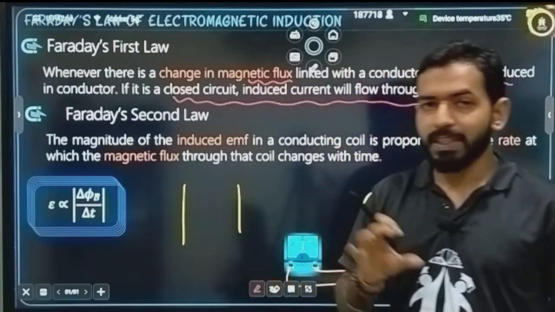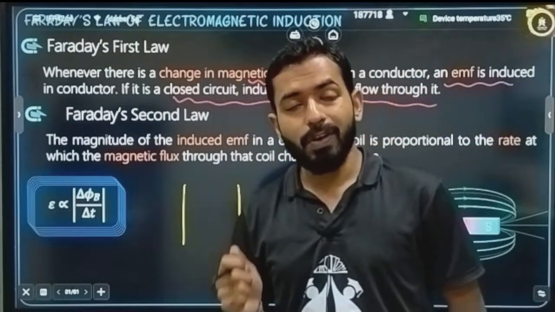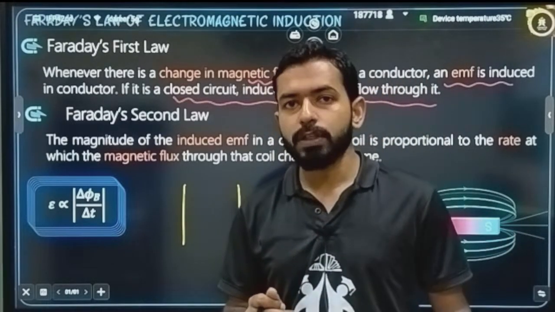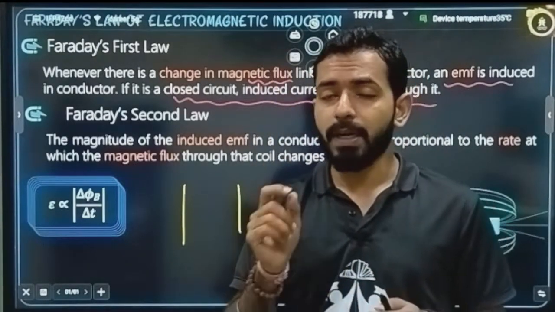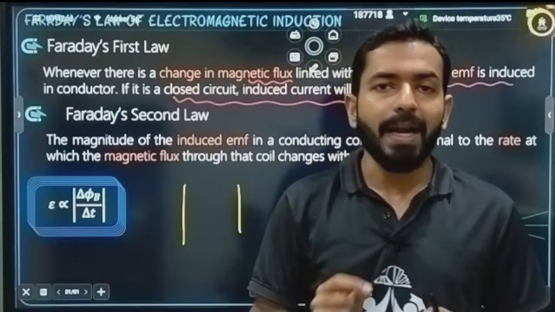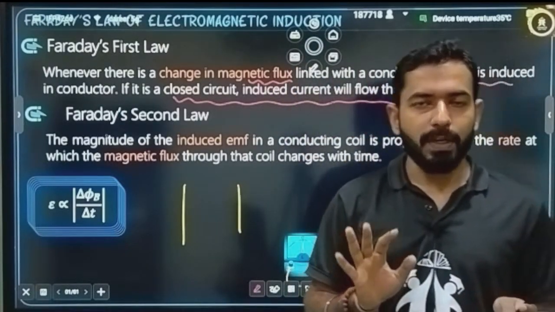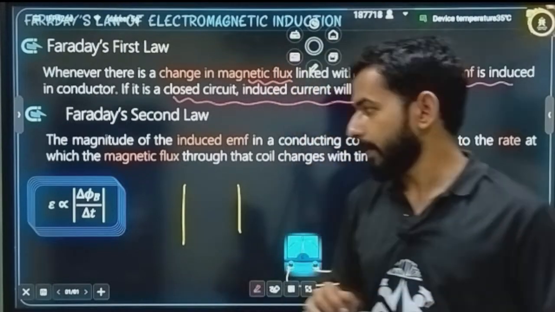If there is some change in the flux with time, there will of course be some EMF induced into the loop, and if some EMF is getting induced into the loop and it is a closed circuit, that means some induced current is also mandatory to flow in that loop. This was the first and very important thing that was given by all the experiments that he did previously.